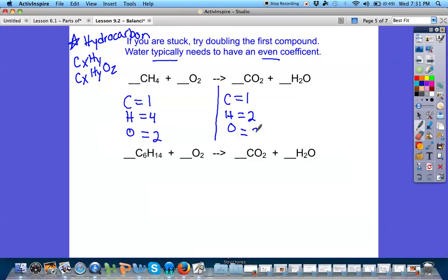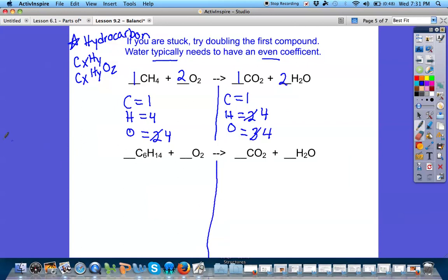So we have 3 oxygen. Okay, so remember I said save oxygen for last. So we're not going to look at this first. We're going to look at hydrogen. Well, we have 4 here, 2 here. So we're going to put a 2 for our coefficient in front of H2O, which is going to give us our 4 hydrogen. And it's going to give us 2 oxygen in H2O plus the 2 in CO2 for a total of 4. So now carbon and hydrogen are equal, but oxygen is unequal. If I put a 2 here, then that gives me the 4 that I need, and everything is equal, so we're going to go back and fill in with ones.